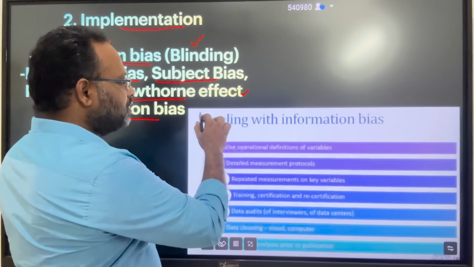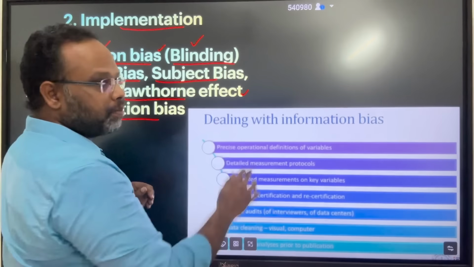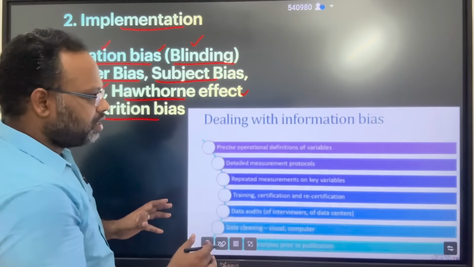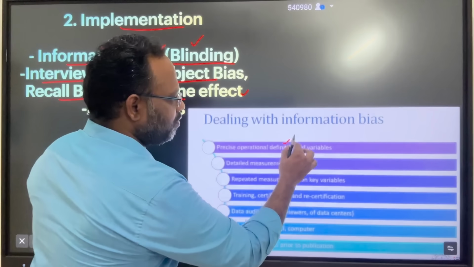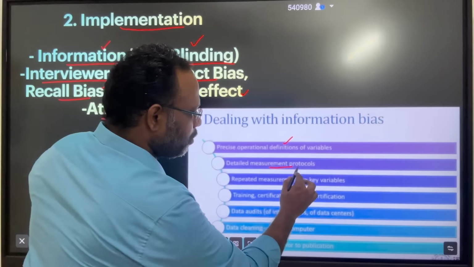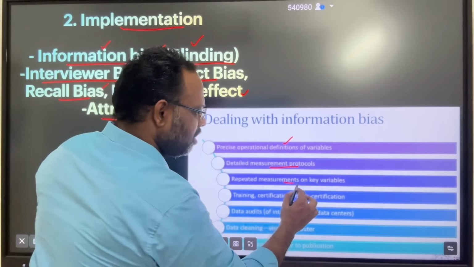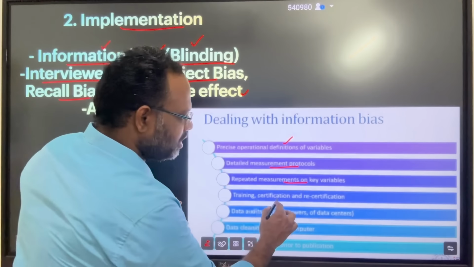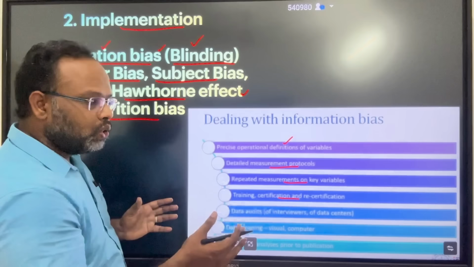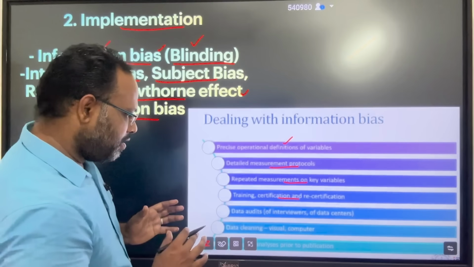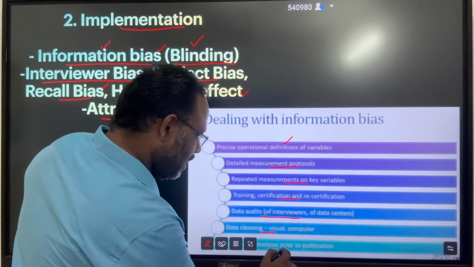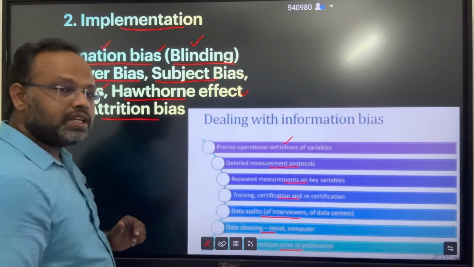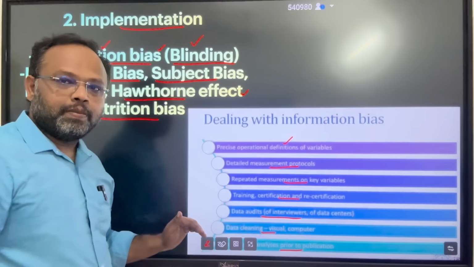And how to deal with this information bias? As I said, blinding is the best measure. They have mentioned in the presentation, we should have a precise operational definition of variables, detailed measurement protocols, repeated measurements on key variables, training and certification and recertification of people who are doing the data collection, data audits of interviewers, of data centers, data cleaning, data analysis prior to publication. All can reduce the information bias.